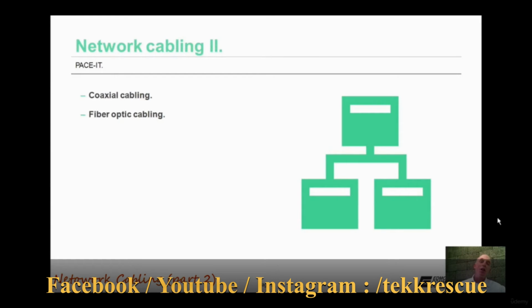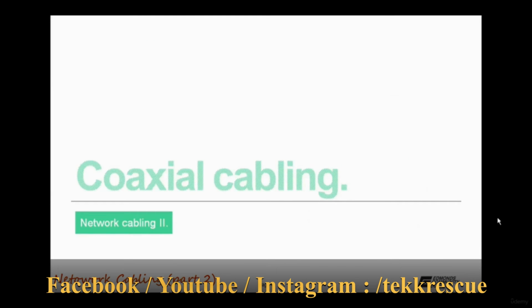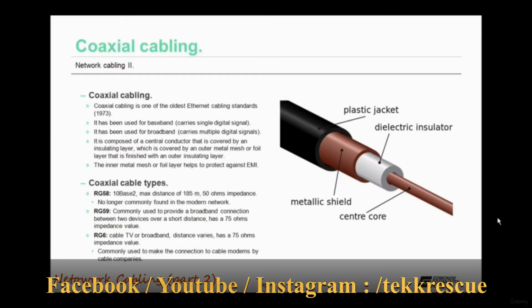Network cabling part 2. Today we're going to be talking about coaxial cabling and fiber optic cabling. There's a fair amount of ground to cover, so let's go ahead and begin this session. And of course we're going to begin by talking about coaxial cabling.